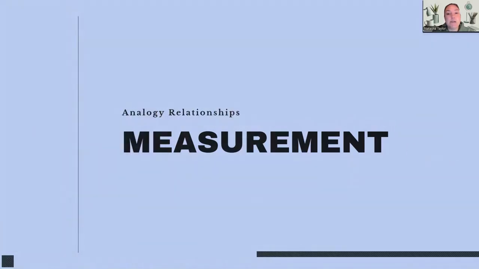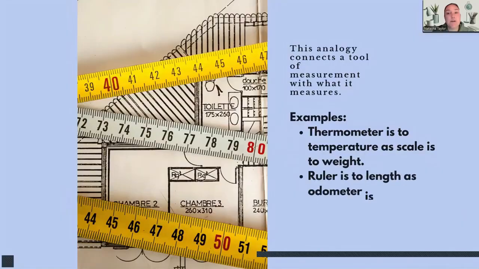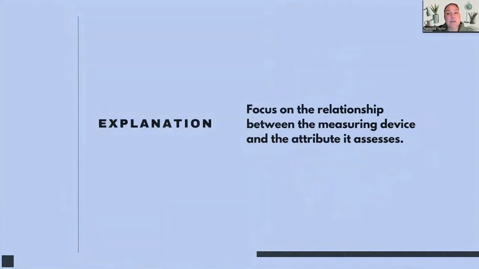Analogy relationships, measurement. This analogy connects a tool of measurement with what it measures. Examples: thermometer is to temperature as scale is to weight. Ruler is to length as odometer is to distance. Explanation: focus on the relationship between the measuring device and the attribute it assesses.